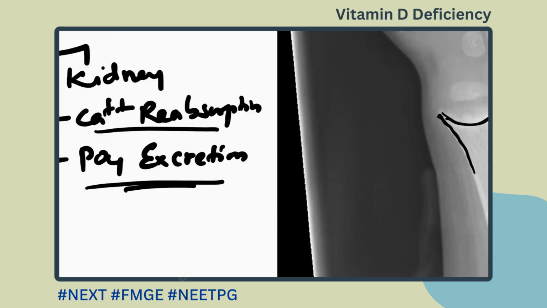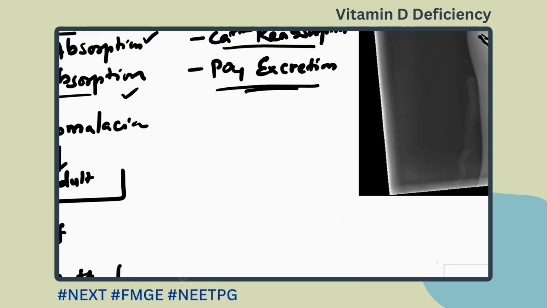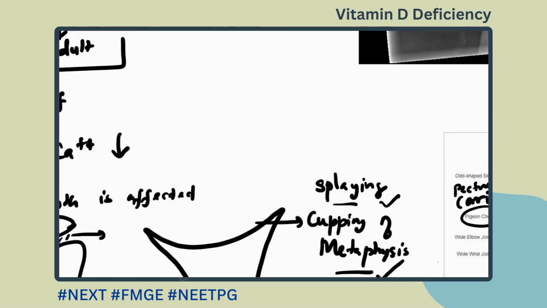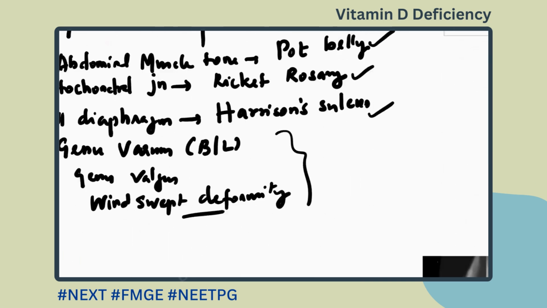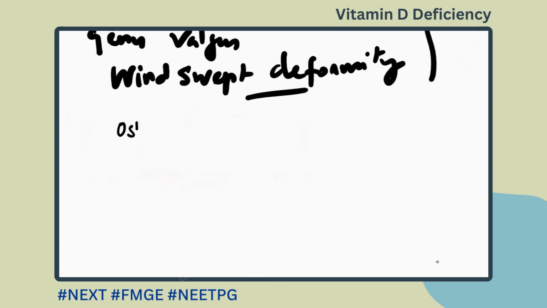In adults who have vitamin D deficiency, the condition is called what? This condition is called osteomalacia. In osteomalacia, the adult will have a widened pelvis, which is called trefoil pelvis.